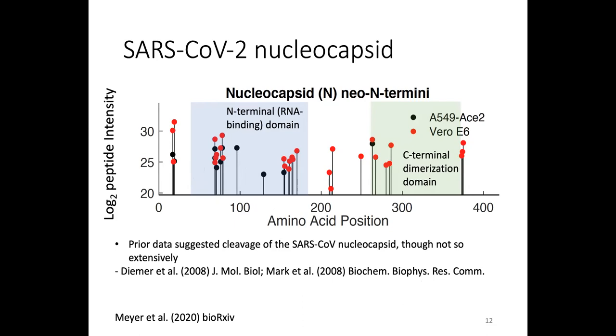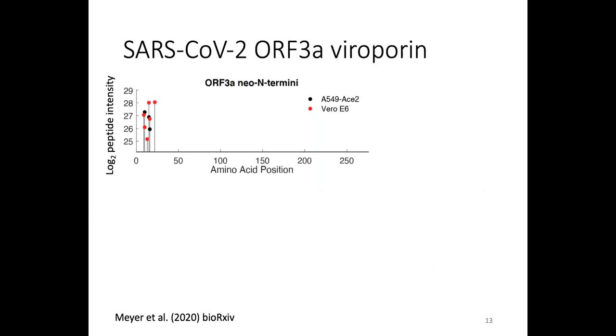There has been prior published data on cleavage of the SARS-CoV rather than SARS-CoV-2 coronavirus, though not such extensive cleavage. And indeed, there have been further preprints since, for example, from the Robinson group, looking at autolysis of the SARS-CoV-2 nucleocapsid. Just leaving this incubating in vitro at room temperature for a week, they find that they start seeing some of the same cleavage sites we see in infected cells.